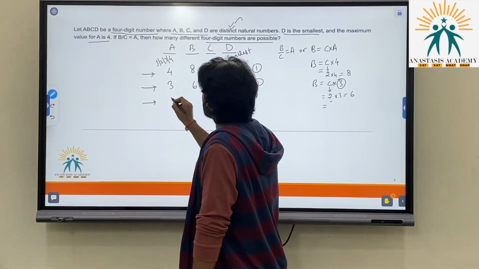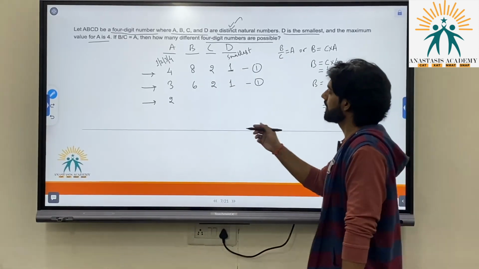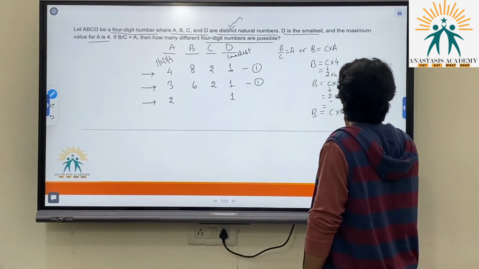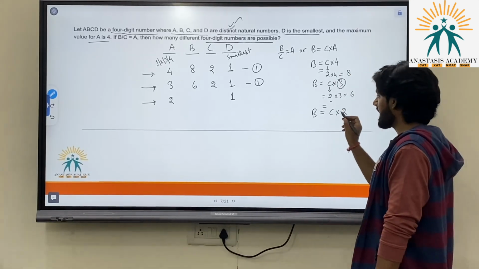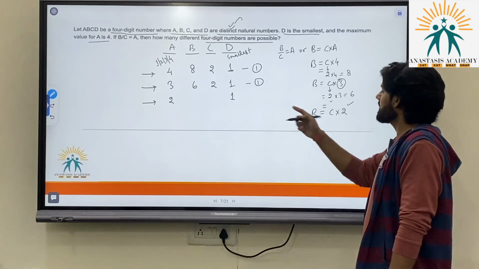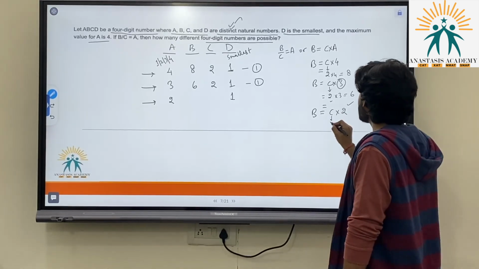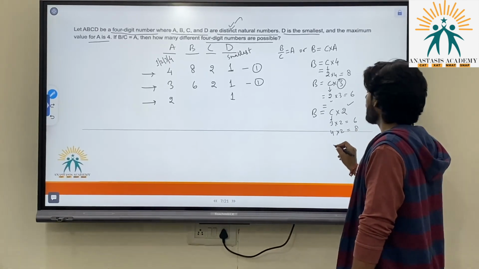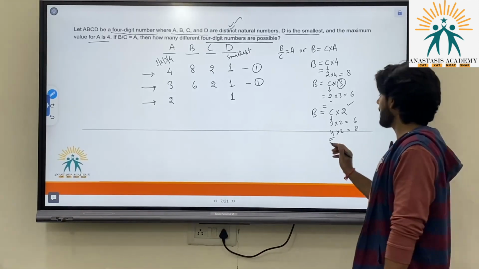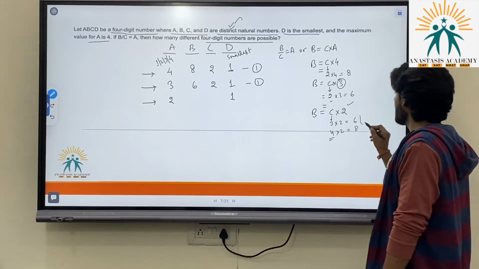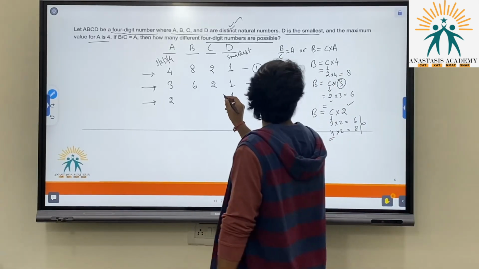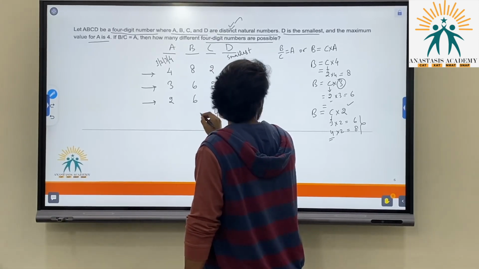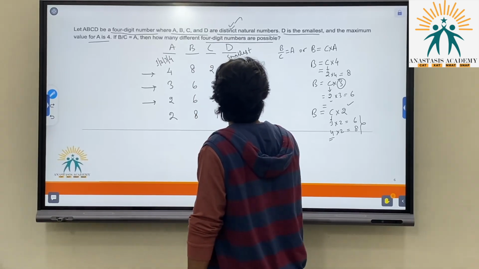Next, when I take A as 2, D has to be 1, only 1. In this case, B becomes C into 2. Now, I cannot write C as 1. I cannot write C as 2 because A is already 2. I can write C as 3: 3 into 2 becomes 6. I can write C as 4: 4 into 2 becomes 8. I cannot take values more than 4, because in that case 5 into 2 becomes 10. So these two cases are possible, where first C is 3 and B is 6, and next, when C is 4 and B is 8. So two such numbers are possible.